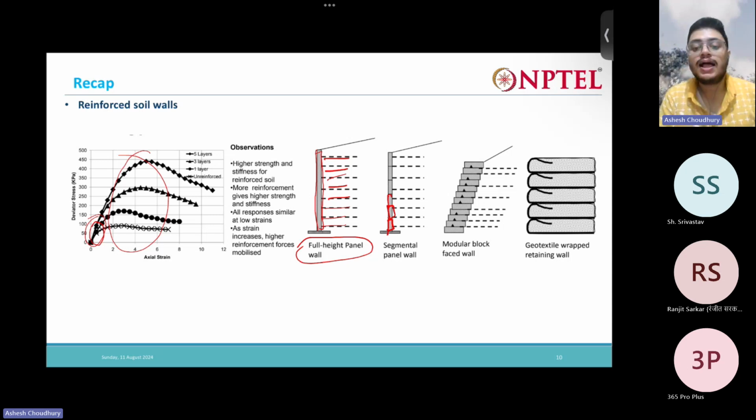Then we have modular block face walls. These modular blocks are nothing but brick-like things, which you must have seen in the photos during the class. These bricks are placed, and over them, layer by layer, we put the reinforcement. And the last type is the geotextile wrap retaining wall, where there is no facing, but the geotextile that is used for the reinforcement is wrapped around.